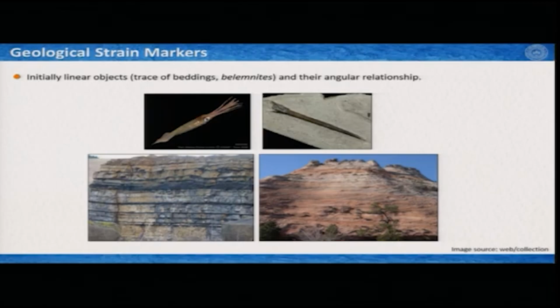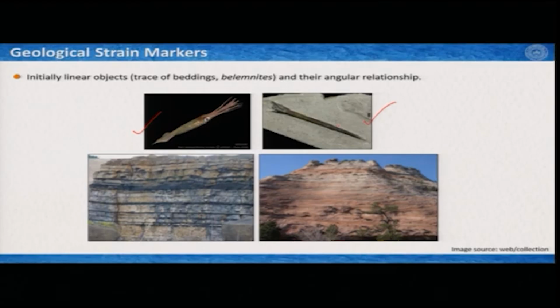The first slide discusses objects which were initially linear, and there we generally consider some sort of fossils. For example, what we see here is a belemnite, an artist's impression, which is an extinct animal, and if it gets fossilized, then it takes a shape of this. So this is a fossil of a belemnite.